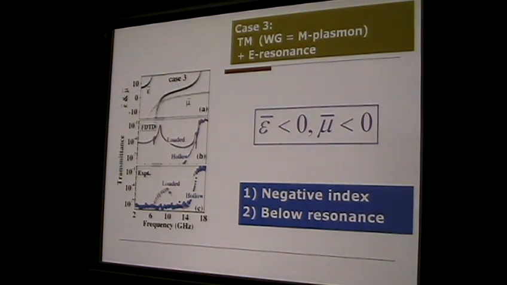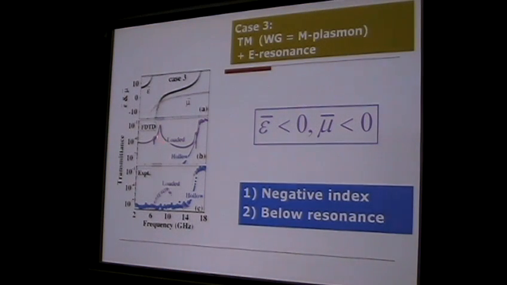For exactly the same geometry, we still consider the waveguide with the resonance. However, we consider a different polarized wave, and now the picture completely changed. Because for the TM polarized wave, the waveguide behaves like a magnetic plasma. So only when your insertion has a negative epsilon can you have a transparent band.